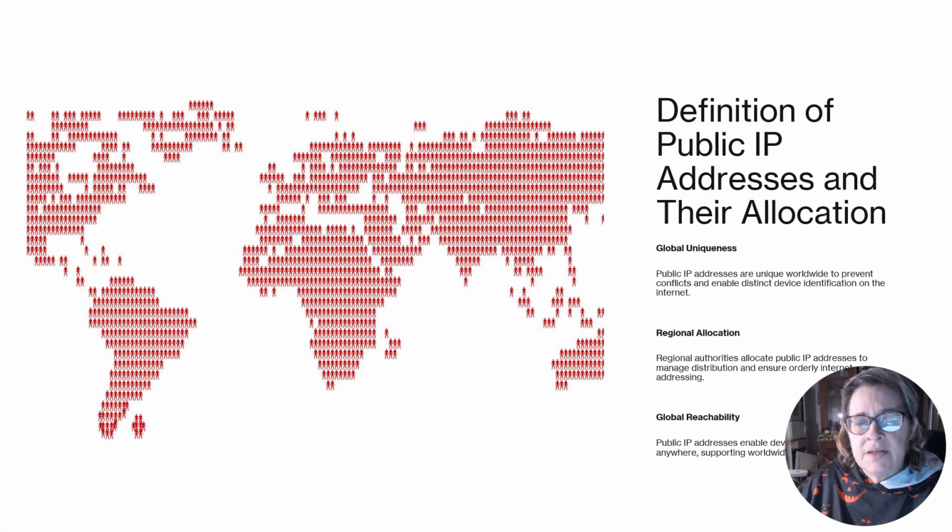Public IP addresses are globally unique, and they have to be, otherwise there would be a clash. They are allocated by regional authorities to ensure no conflicts occur on the internet, enabling devices to be reachable from anywhere in the world, which is what the internet's all about.